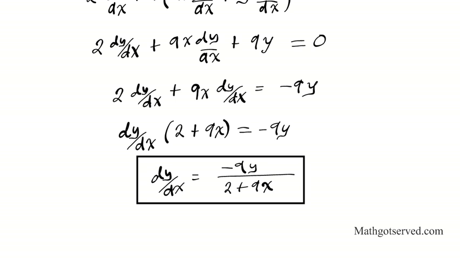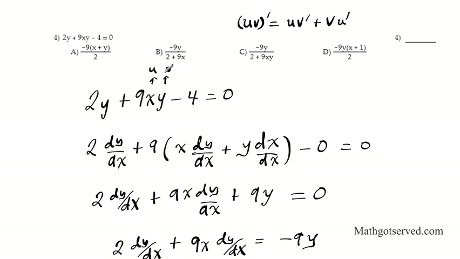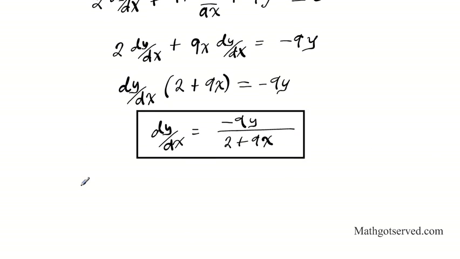Okay? And that is consistent with option letter B. Okay, negative 9y over 2 plus 9x. All right, let's move on to the next example.